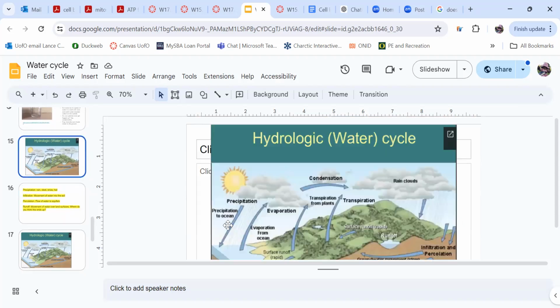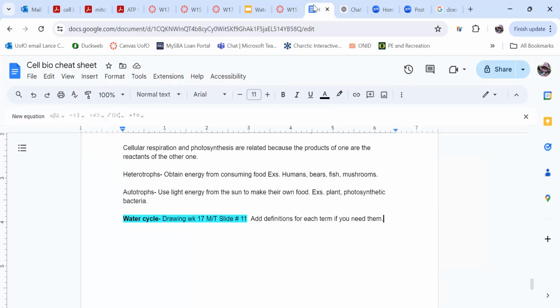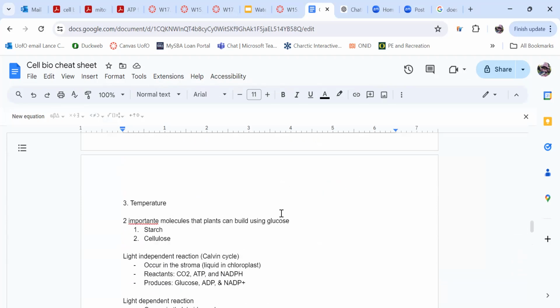So when you draw this cycle, I would draw a little note of the definition next to it if you need it. If you already know precipitation means rain, if you already know condensation means turning water gas into liquid water, then you got it. You don't need it, right? That's the whole point of this cheat sheet. If you don't have it in your head and you just need a good reminder, you put it on the cheat sheet. Here, I'm kind of putting everything on here, right?